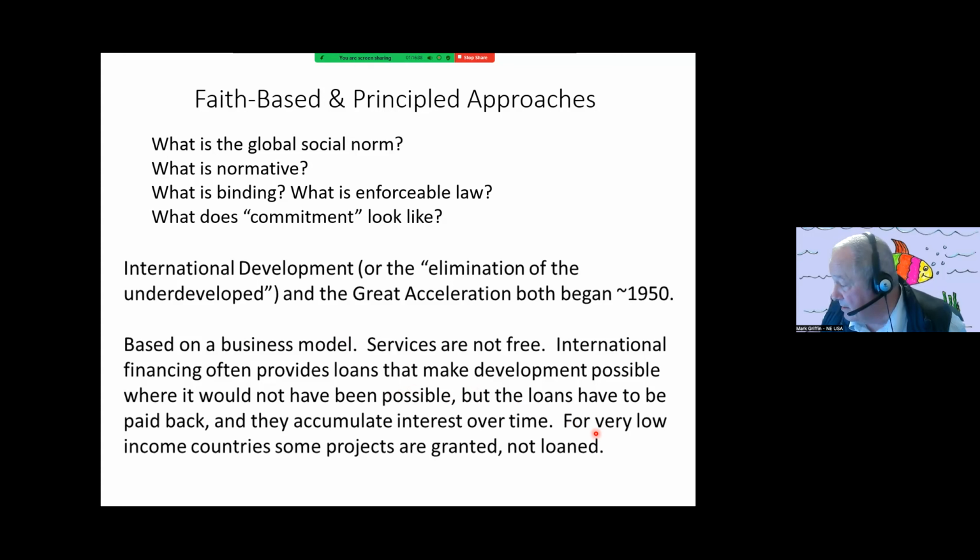Sometimes for very low income countries, some projects are granted and not loaned. This week there was a workshop at UNECE for the source to sea, and one of the sessions was about financing, and they did make that clarification that some places are granted.